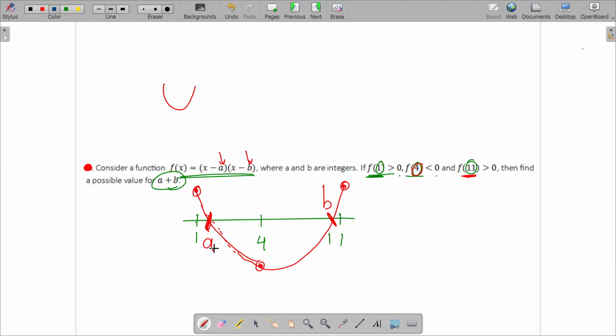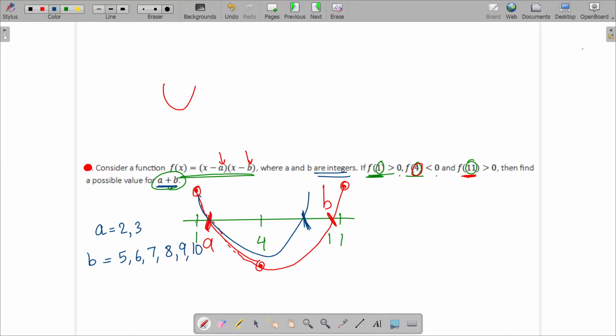Can you check that the value of a lies between 1 and 4? So what will be the possible value of a? It should be an integer because a and b are integers. It could be 2 or 3. What about b? The value of b is lying between 4 and 11, so 5, 6, 7, 8, 9 or 10. It could be any value. Your graph might look like this as well, but the value of b will always be between 4 and 11.